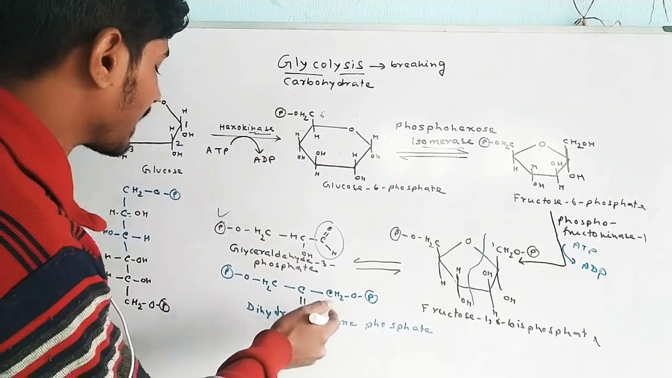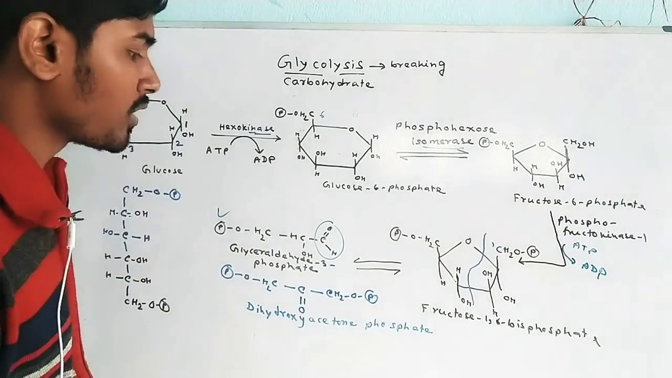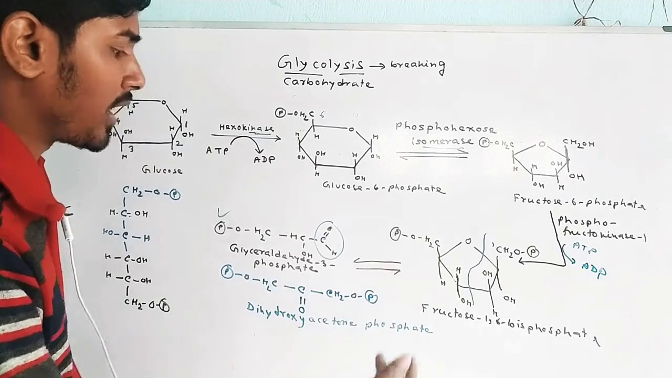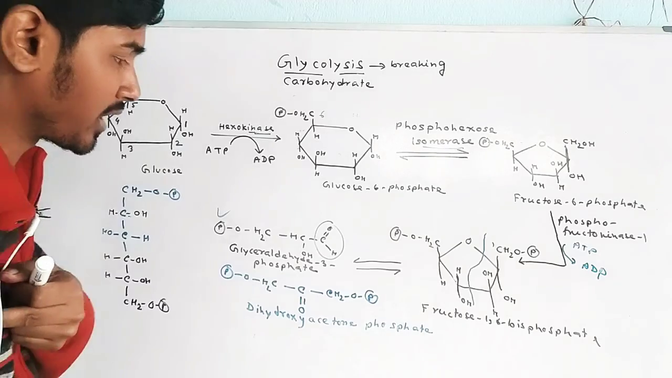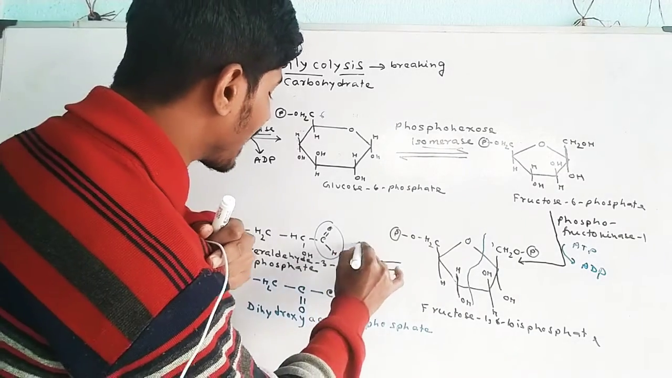After this, fructose 1,6-bisphosphate is converted to glyceraldehyde 3-phosphate and dihydroxyacetone phosphate. Okay, so it is clipped in two parts. One is glyceraldehyde 3-phosphate and the other is dihydroxyacetone phosphate, by the action of the enzyme aldolase.